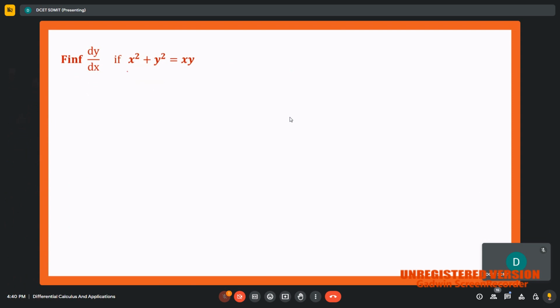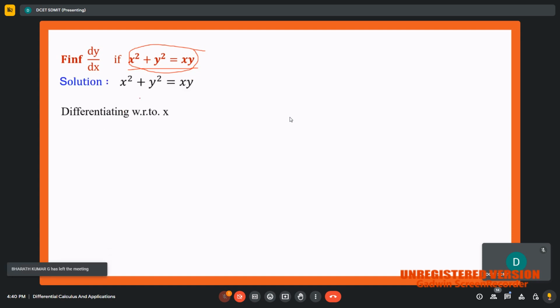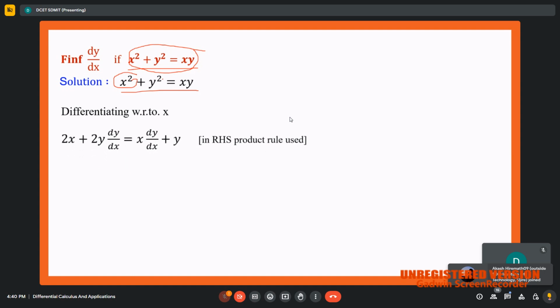If x square plus y square is equal to xy is the given function, we have to find out dy by dx. See here also y is not separately defined. Correct? So this function is also an implicit function. Y is a function of x variable here. Now first we have to differentiate this with respect to x. Differentiation of x square is 2x plus differentiation of y square is equal to what? 2y into dy by dx.